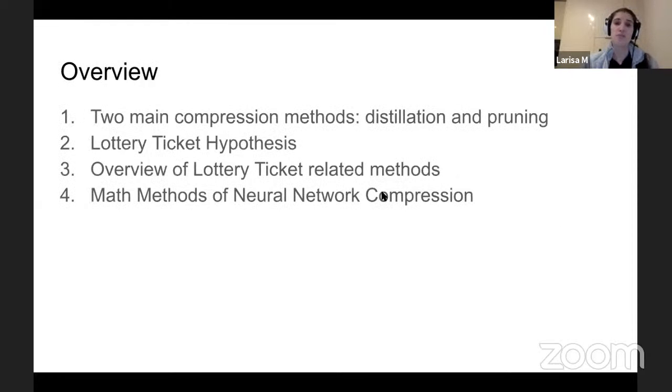A brief overview of my presentation. At the beginning, I'm going to tell you about two main methods used in engineering to compress neural network models. These are distillation and pruning. Then I'll tell you a bit about the lottery ticket hypothesis. I'll explain why this concept is very important. Then I will present a few follow-up papers after the lottery ticket that try to address some problems that the lottery ticket has.